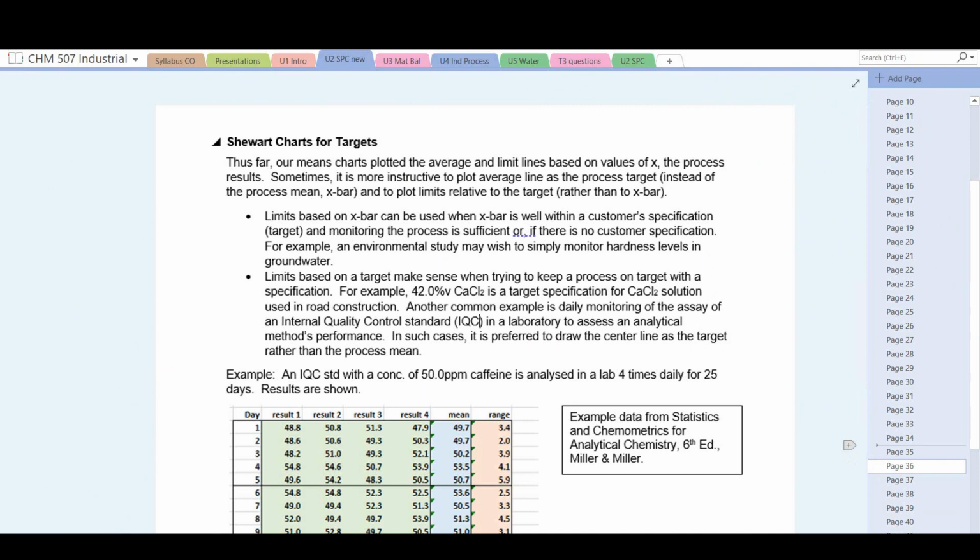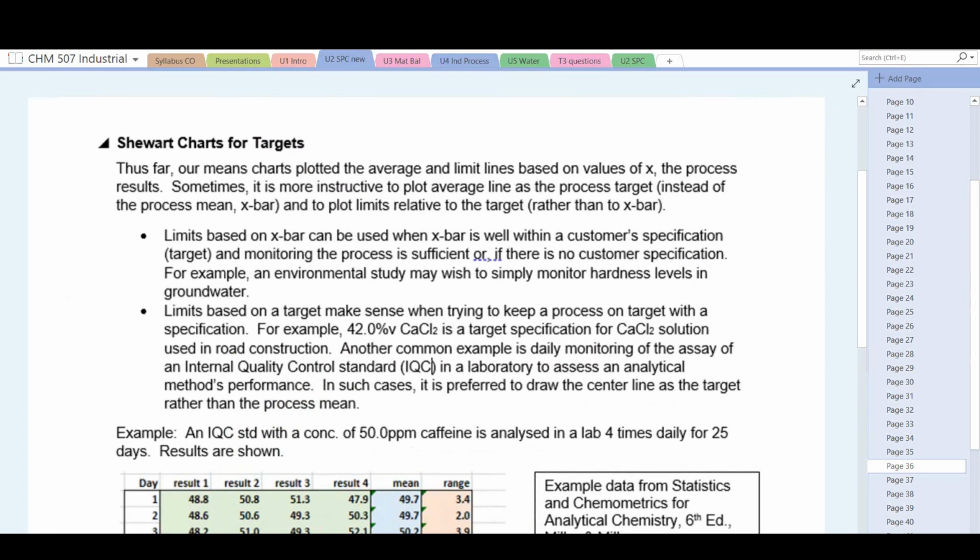Page 36, Shewhart charts for targets. Thus far, our means charts plotted the average and limit values based on the process values, x sub i, x bar. Sometimes it's more instructive to plot the average line as the process target instead of the process mean, x bar, and then to plot the limits relative to the target rather than relative to x bar.